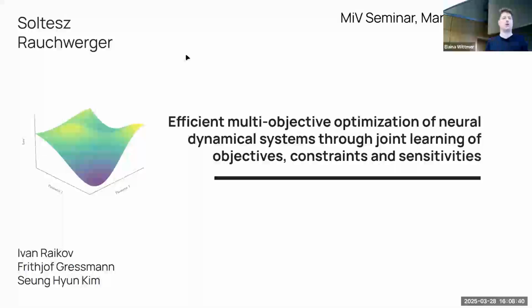So we're going to present our work on efficient multi-objective optimization of neural dynamical systems through joint learning of objectives, constraints, and sensitivities. Very long title, and hopefully we'll explain over the course of the talk what this actually means. So Ivan, feel free to get going.